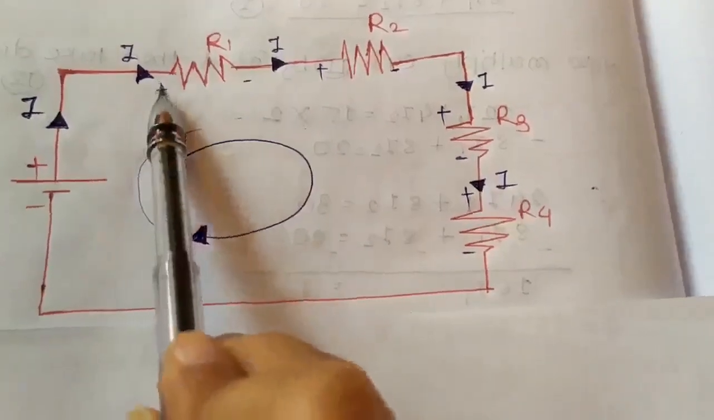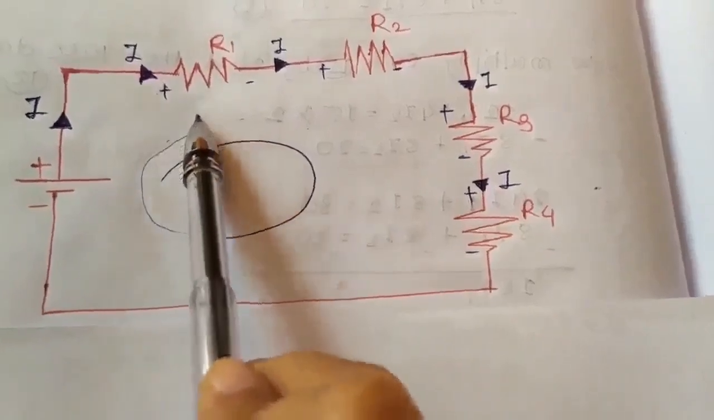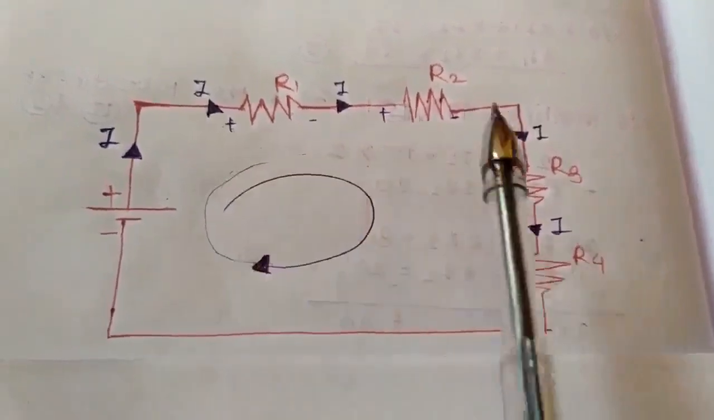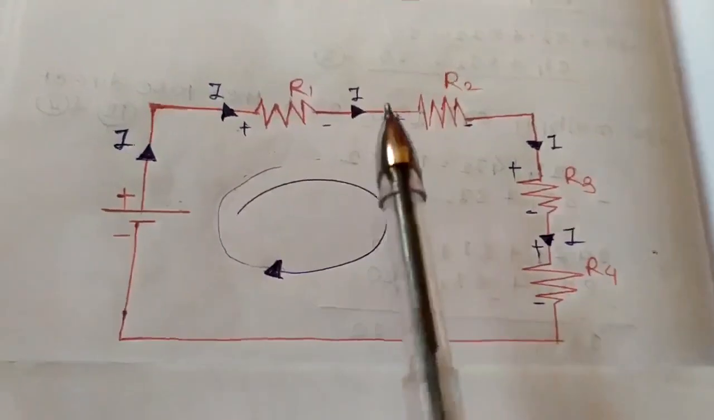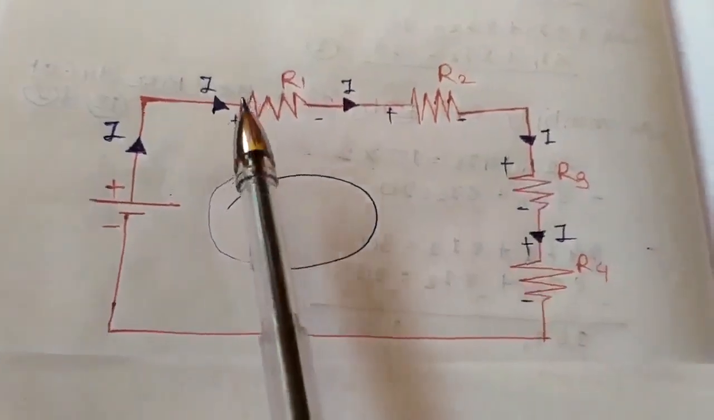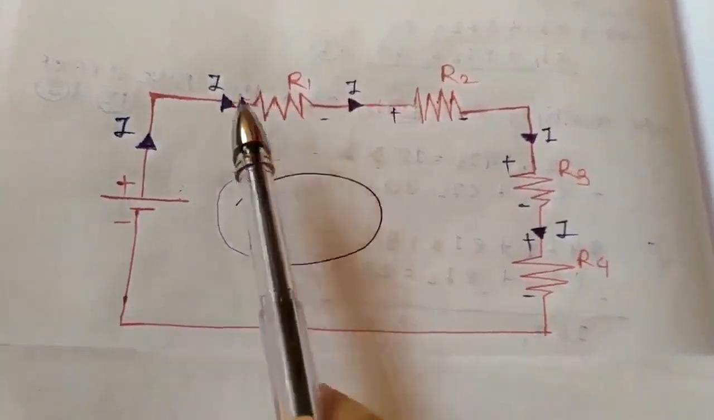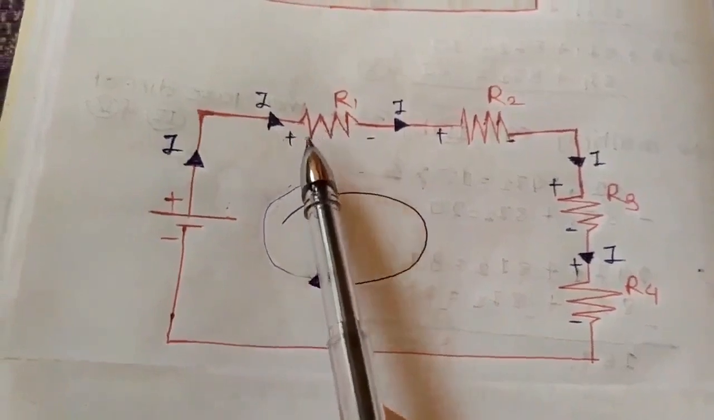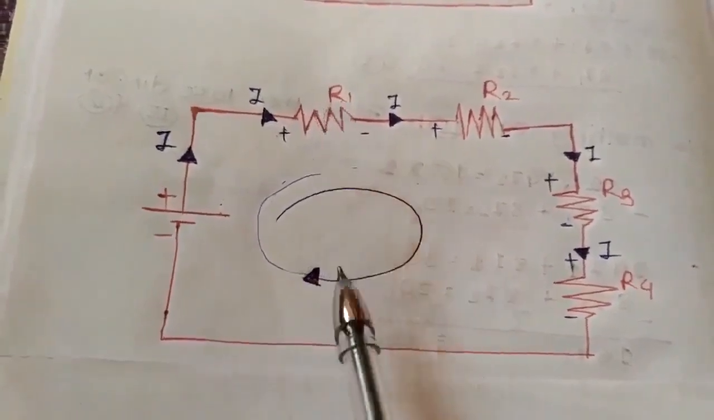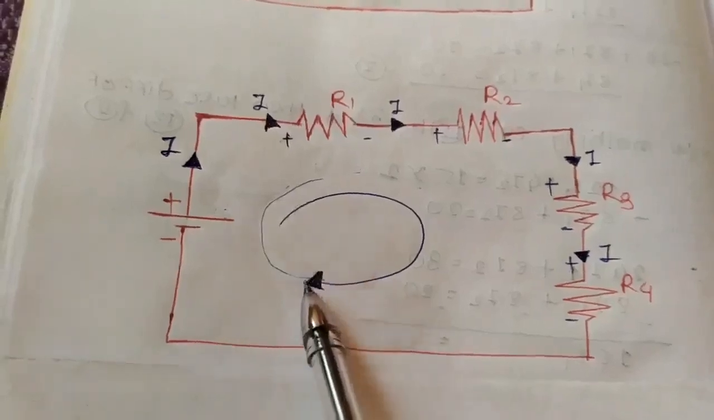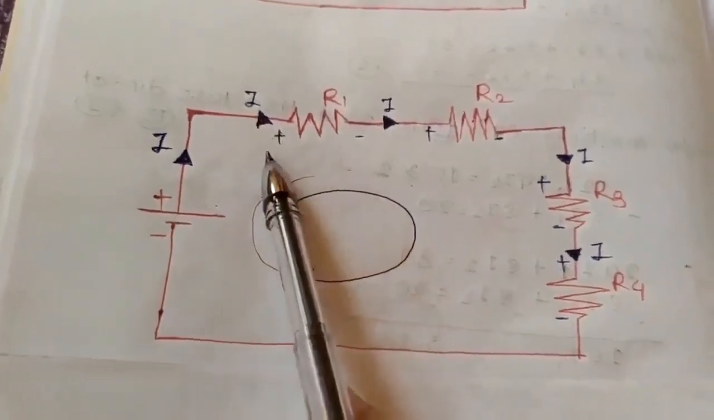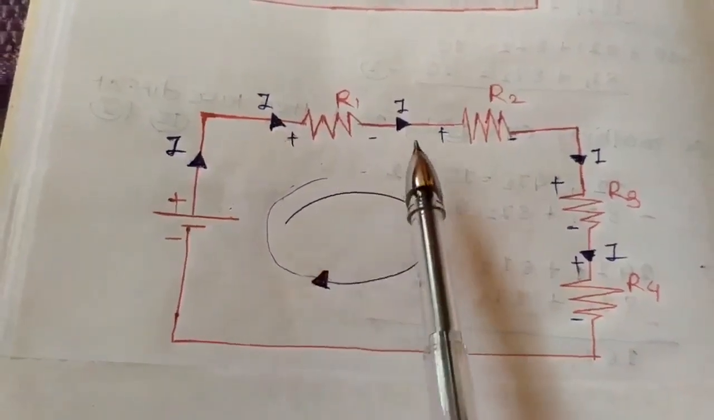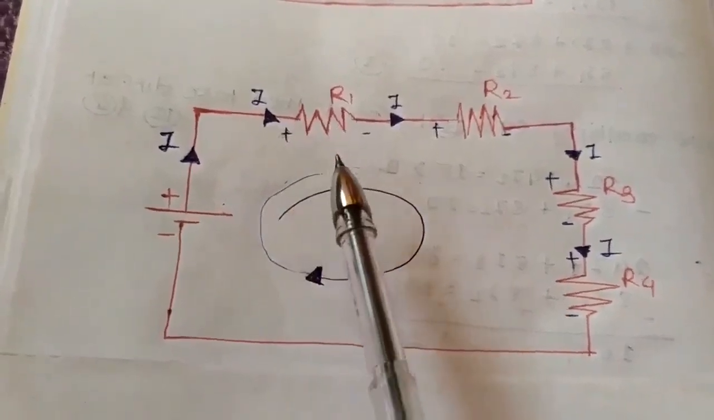Hence, when loop and current direction are the same, take a minus sign, and when the loop and current direction are opposite, take a plus sign. We know that current is flowing from higher potential to lower potential, hence potential drop occurs when flowing from plus to minus, and for that we take a negative sign if the loop direction is the same as the current flowing direction. And when the loop direction is opposite to the current direction, it takes a plus sign.